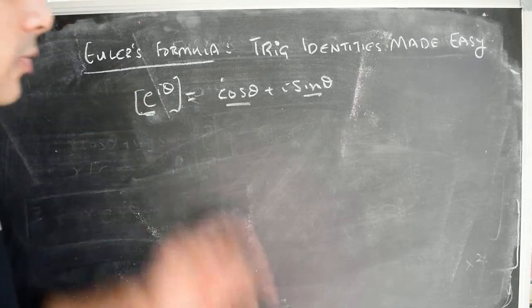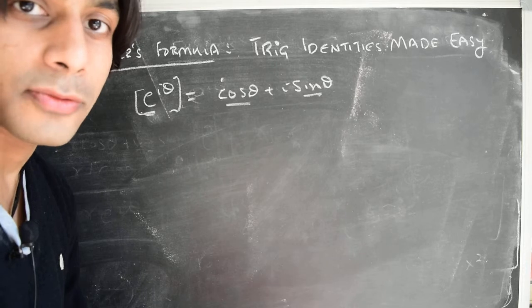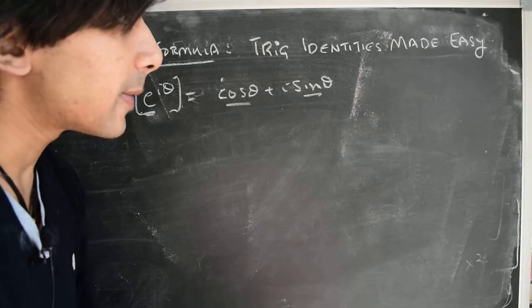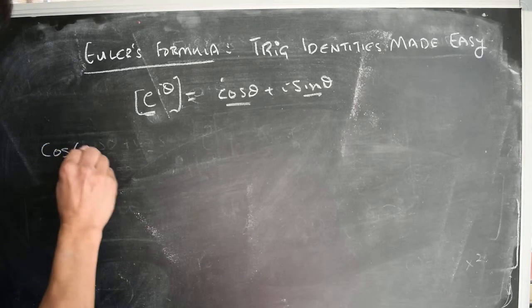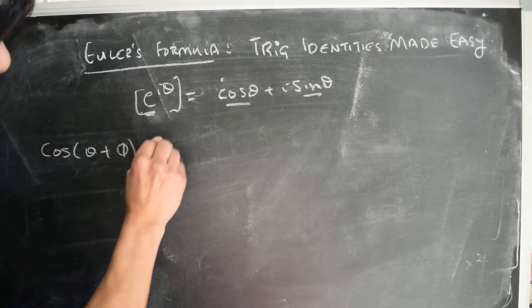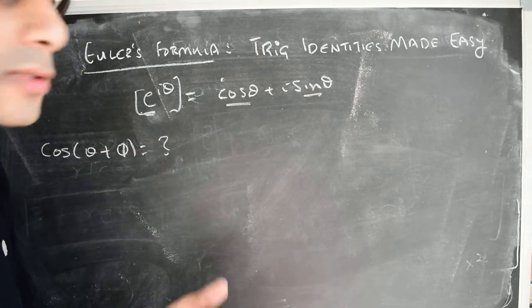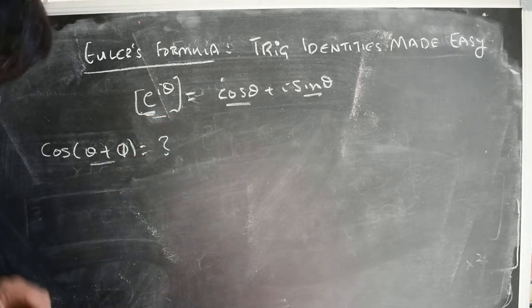Now, in fact, Euler's formula is very useful and can be used to make many of the trigonometric identities fairly simple to work out. So let's work out one example of that. Let's say you want to find out what cosine of theta plus phi is. It's sometimes difficult to remember all these expansions of cosine theta plus phi, sine theta plus phi. But we can use Euler's formula to work out what this is quite simply.